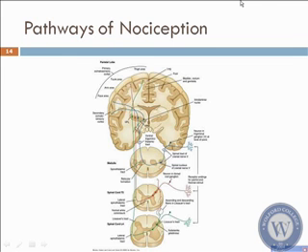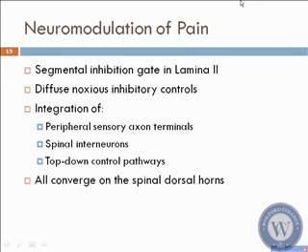The pathways of nociception could be either through the spinothalamic tracts, and there's other forms of pathways as well, which we'll talk about in a minute. Now, neuromodulation of pain: you can actually inhibit information that's going through gate lamina 2. We'll actually begin to suppress this. That's how we actually give our local anesthetics.